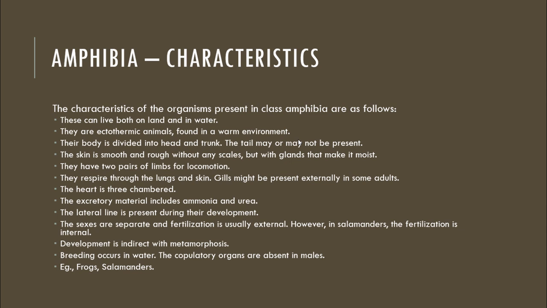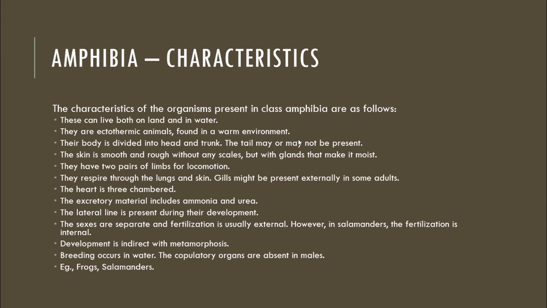So they can live on both land and water. They are ectothermic animals found in warm environments. Their body is divided into head and trunk. There's no neck here. The tail may be present or absent. The skin is smooth or rough, without any scales. Note that there are no scales in amphibia, but they have glands that make the skin moist.